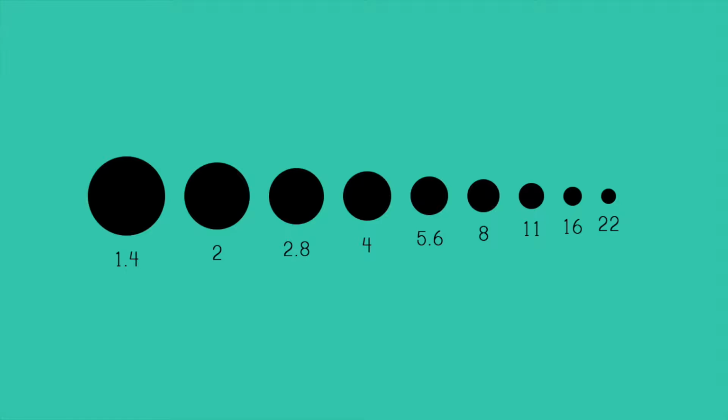So aperture is measured in f-stops: f1.4, f2, f2.8, f4, f5.6, f8, f11, f16, f22. Now f22 is a really small hole. f1.4 is a really large hole. So I know that's counterintuitive, but a small number means a large hole, and a small hole gets a large number. Okay, so now you understand the numbers and how they correspond to the size of the aperture.